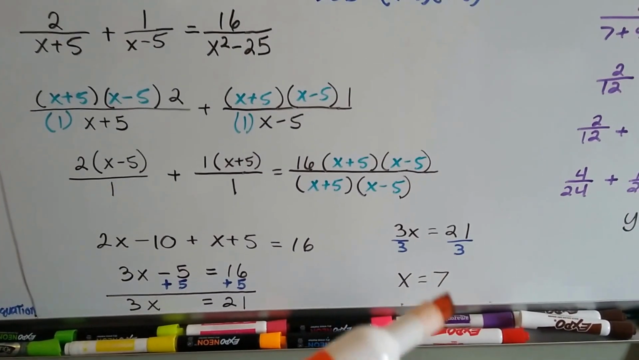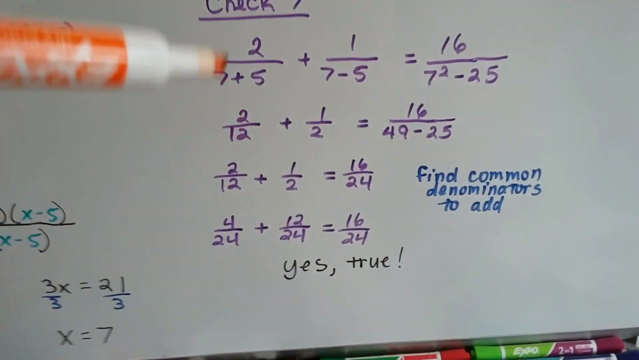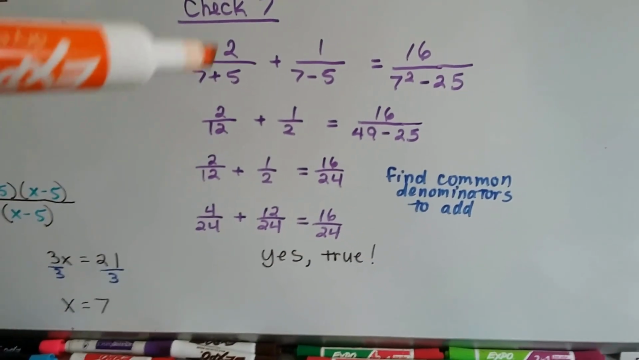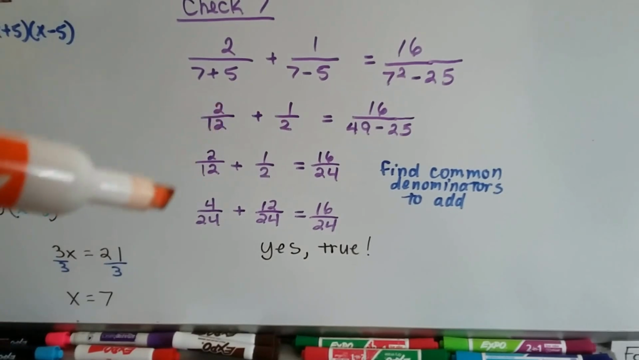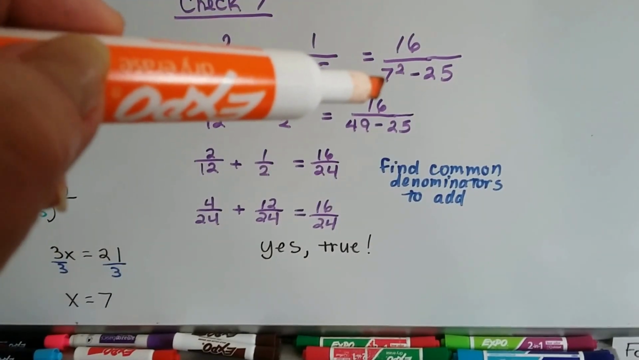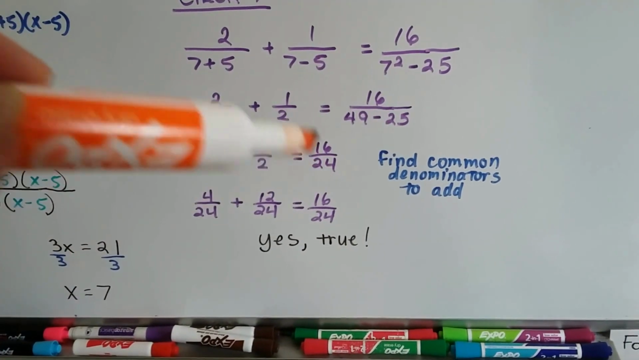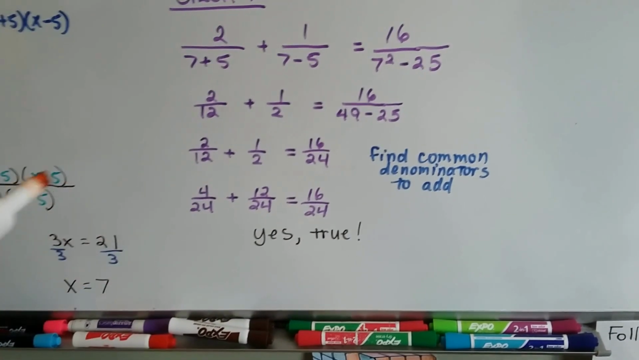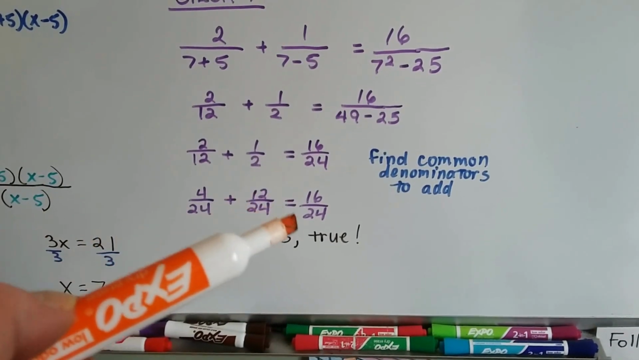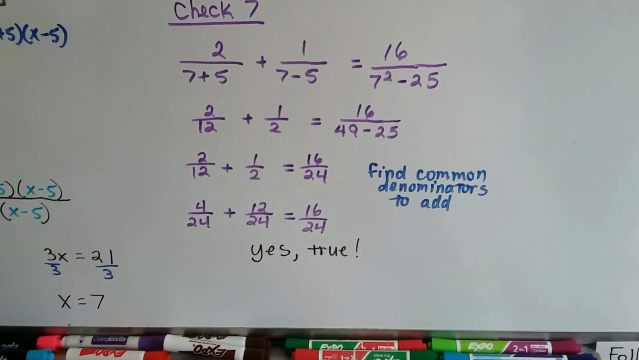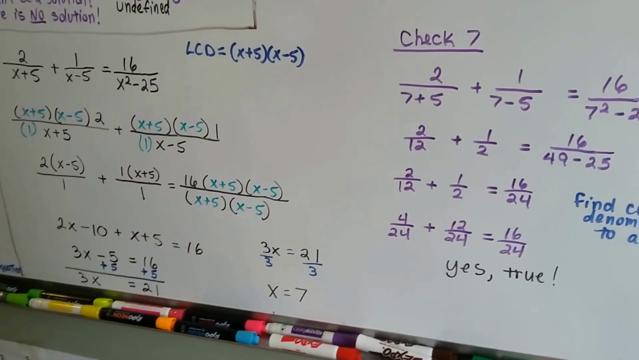Now let's plug that 7 in. Let's substitute it into this original equation and see if it works. So now we've got 2 over 7 plus 5, that's 2 over 12. And 1 over 7 minus 5, that's a half. 16 over 7 squared minus 25 is 16 over 49 minus 25, which is 16 over 24. We find common denominators to add them, and we get 4 24ths plus 12 24ths equals 16 24ths, and yep, that's true. So we know 7 checked out, and it was a solution.